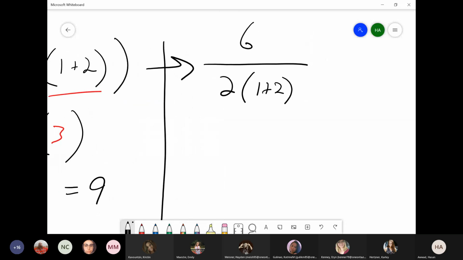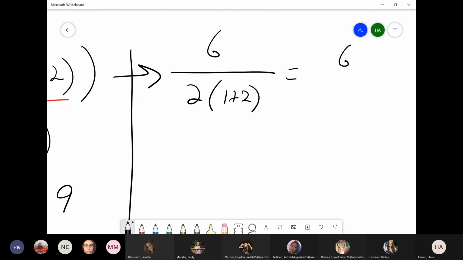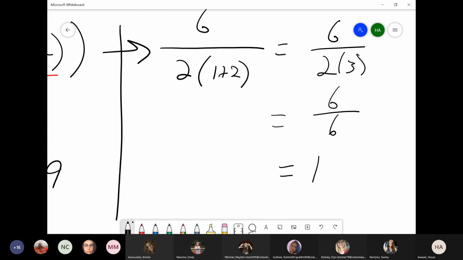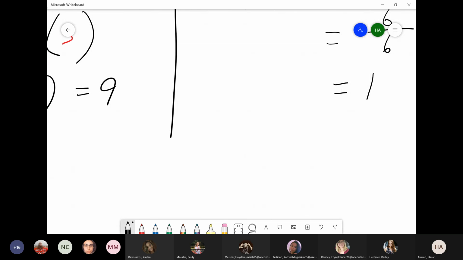So again, you deal with parentheses the same way. You do it first. So we have 1 plus 2 inside the parentheses. This gives you 6 being divided by 2 times 3. And we know that 2 times 3 on the bottom gives you 6. So we have 6 over 6, and that gives you 1, right? So again, we have 2 completely different answers. We have 9 and we have 1, and you might be wondering which one is actually the correct one.